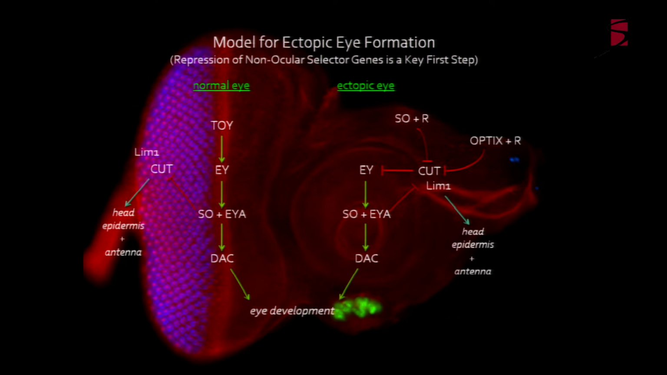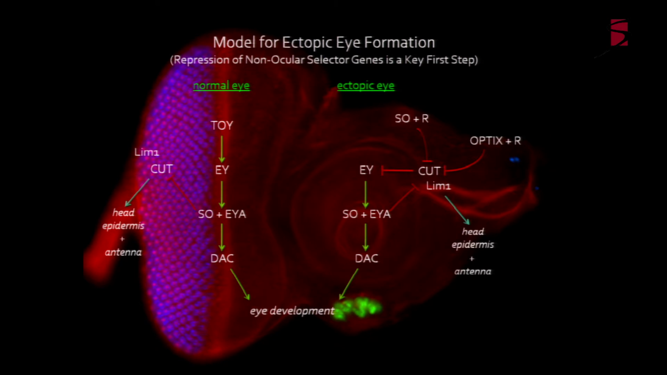Now, in our ectopic eyes, you're doing something somewhat similar. When you overexpress members of this network, you wind up repressing things like Cut and Lim1, which are necessary in that tissue to make head epidermis and antennal tissue. Now, Francesca Pignoni has shown that there is a relationship between Cut and Eyeless. So in the antennal field, if you remove Cut, as a default, you turn on Pax6 within the antennal field.